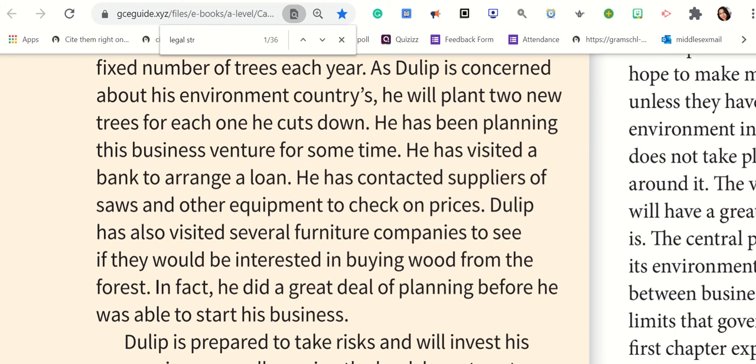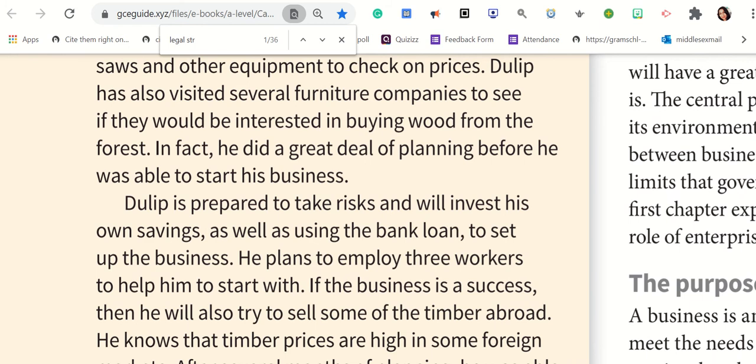He has been planning this business venture for some time. He has visited a bank to arrange a loan. He has contacted suppliers of saws and other equipment to check on prices. Dulip has also visited several furniture companies to see if they would be interested in buying wood from the forest. In fact, he did a great deal of planning before he was able to start his business.